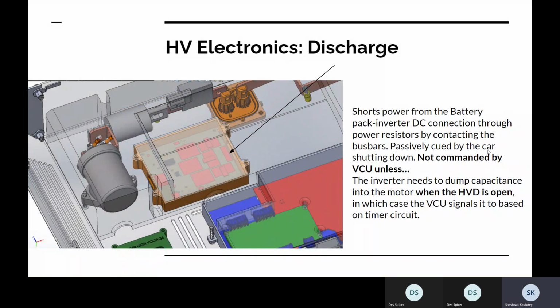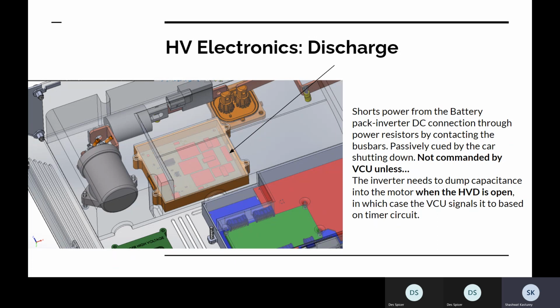Discharge. The discharge circuit and pre-charge circuit, if I haven't mentioned before, are the same board, as is annotated here. The discharge is the inverse of pre-charge. So when the driver turns the car off, or if we switch the car off at the master switches, a different relay is closed, such that power shorts from these bus bars into the resistor bank and is dissipated as heat. You want to do this mainly on the basis of safety.